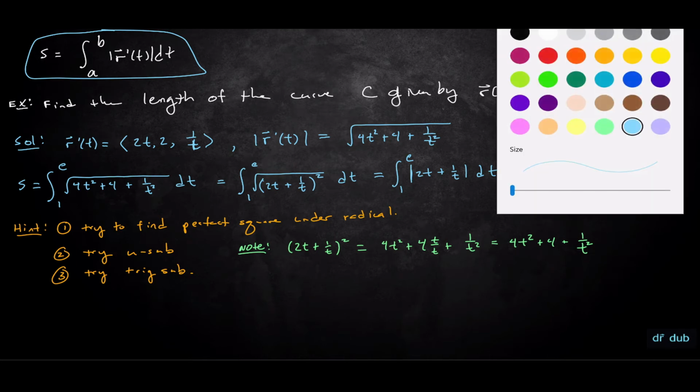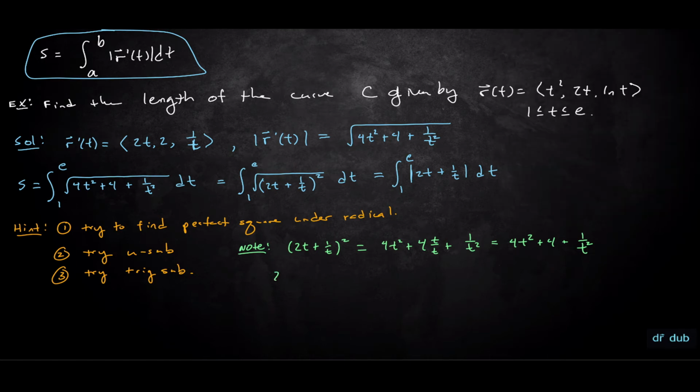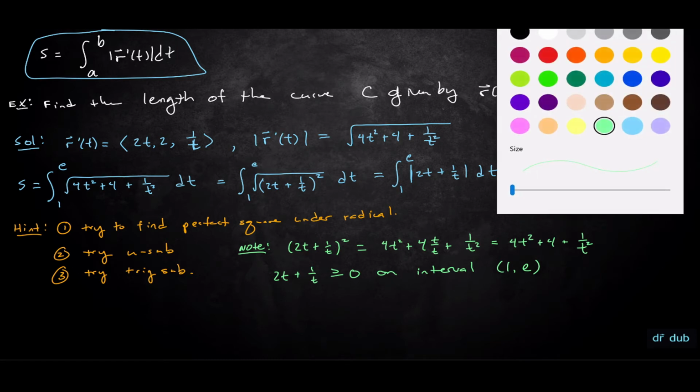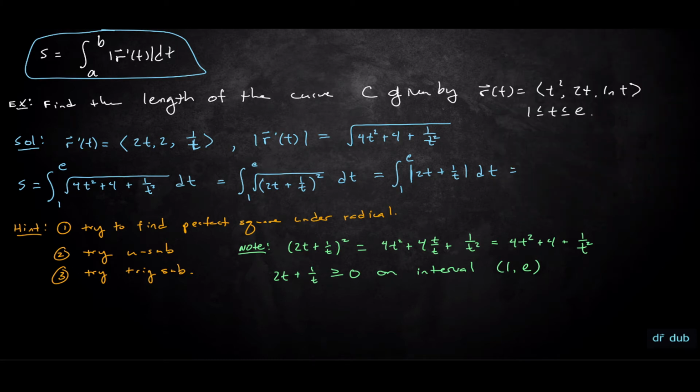And the second thing we want to note is that 2t plus 1 over t is greater than or equal to 0 on the interval 1 to e. So those functions are both positive, so their sum is going to be positive. I don't have to do anything crazy with this integral for absolute value. So that's just going to be the integral from 1 to e of 2t plus 1 over t dt.